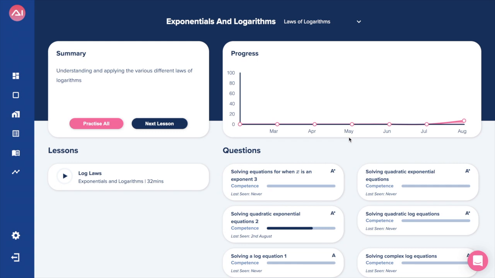So now when we go back, you'll see that my progress bar for these types of questions has increased. And by doing that, my overall progress for this topic has also increased, and you can see that by this graph here. And obviously, the more questions that you complete and the more that you get right, then the more your overall progress will increase for this topic. So let's now have a look at some mechanics questions.